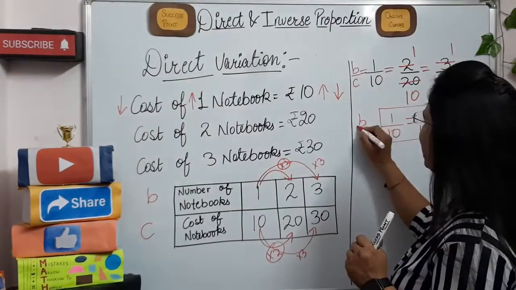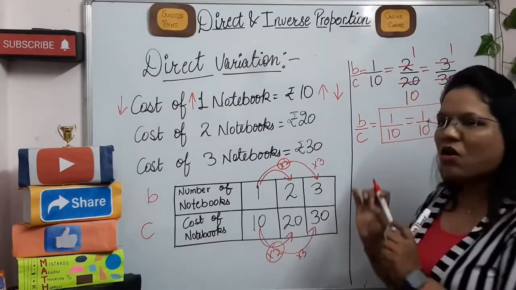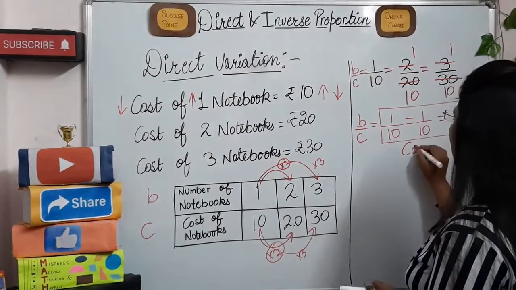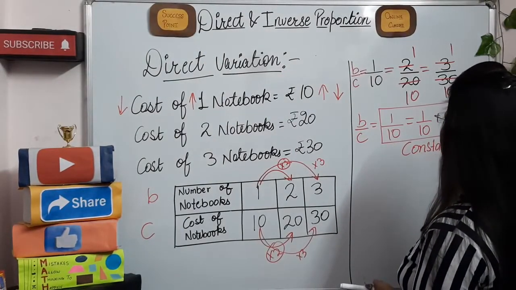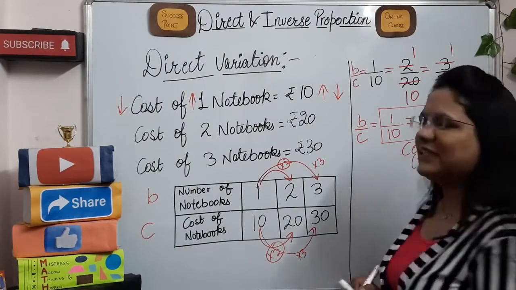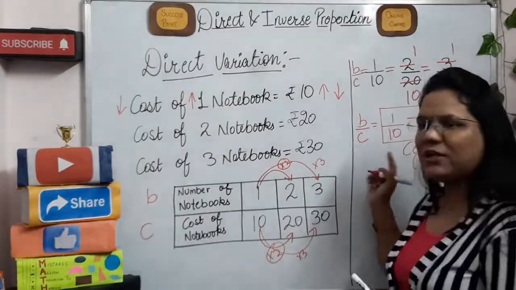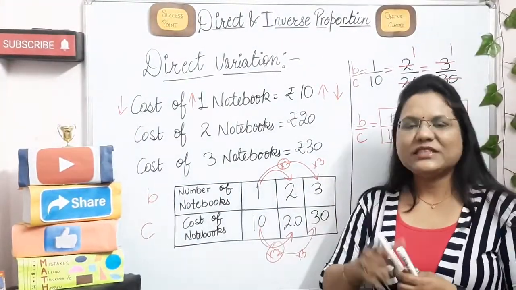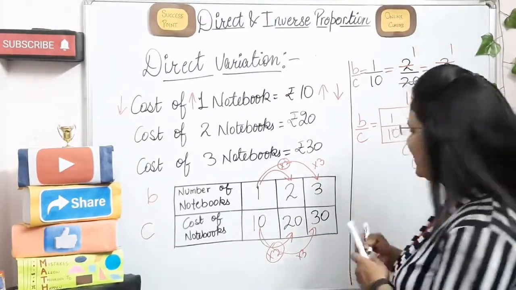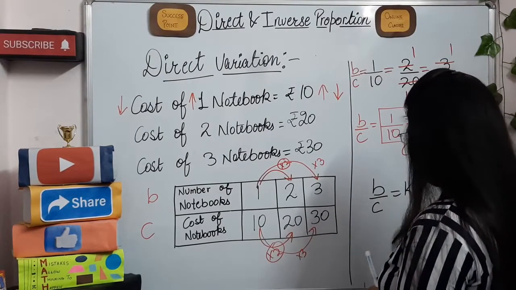So we can say B upon C. And what we can see from here? What is this? All values are same and fixed. Yes? So these are constants. Constant means the values are fixed. We can write B upon C equals constant. Okay. So generally for constants we use the symbol K. So let's write down: B upon C equals K.